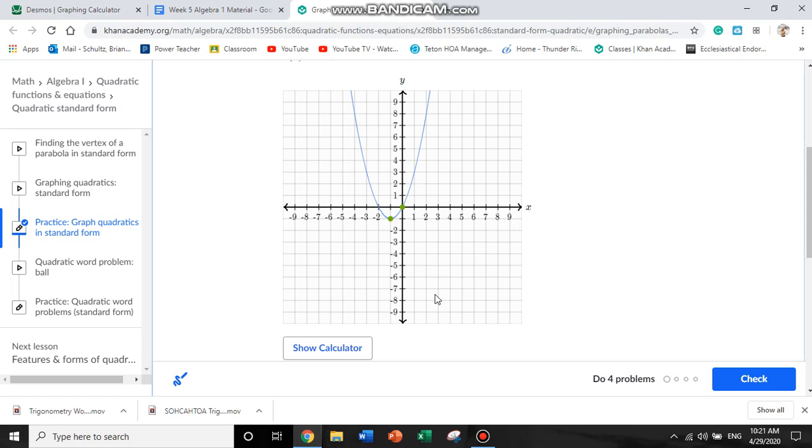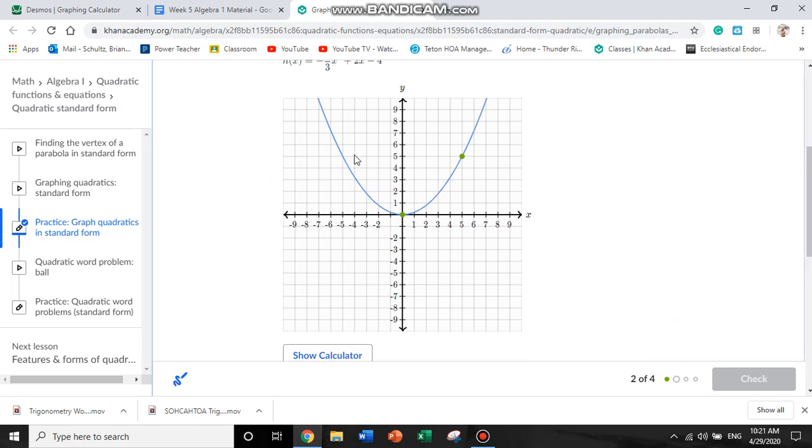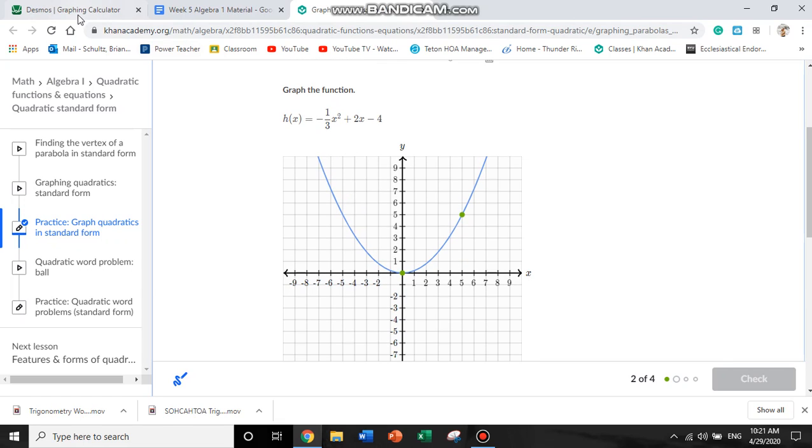I can drag it to 0, 0 right there, or I can drag that dot over here to -2, 0, and that would also work. If I check my answer, there we go, we got it right. Next question. Got a fraction, that's not really that big of a deal though. h of x equals -1/3 x squared plus 2x minus 4.